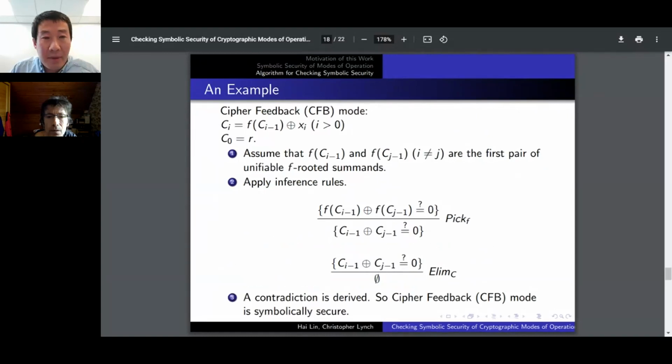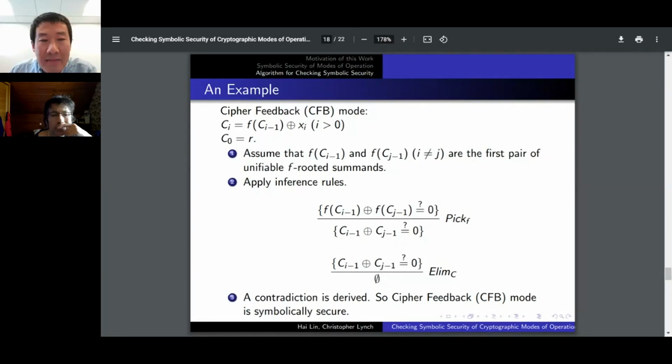So here's an example. Let's consider cipher feedback mode, where Ci is defined to be f of Ci minus 1 XORed with Xi. The first step is that we take two different ciphertext blocks, Ci and Cj. We take the f-rooted summand of Ci, which is f of Ci minus 1, and the f-rooted summand of Cj, which is f of Cj minus 1. We assume that they are the first pair of unifiable f-rooted summands.